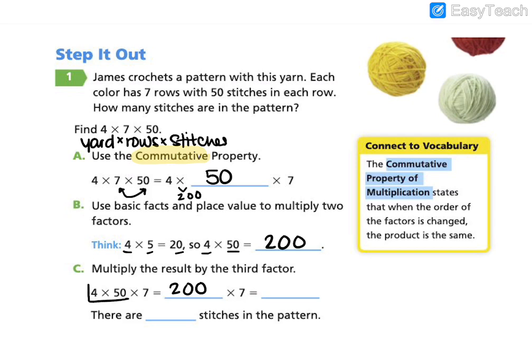Okay, we've done this part. 4 times 50 is 200. And now we're going to multiply 200 by 7. Again, we want to think back to using place value with this. This is the same as 200s. 200s times 7 is equal to 14 hundreds, or 1,400, meaning there are 1,400 stitches in the pattern.